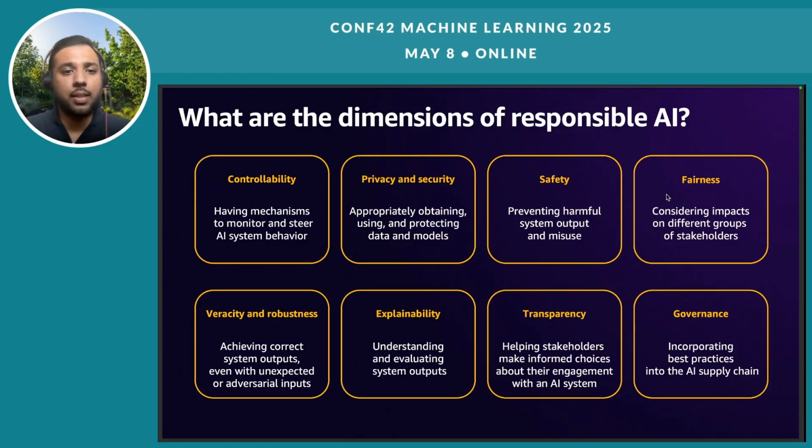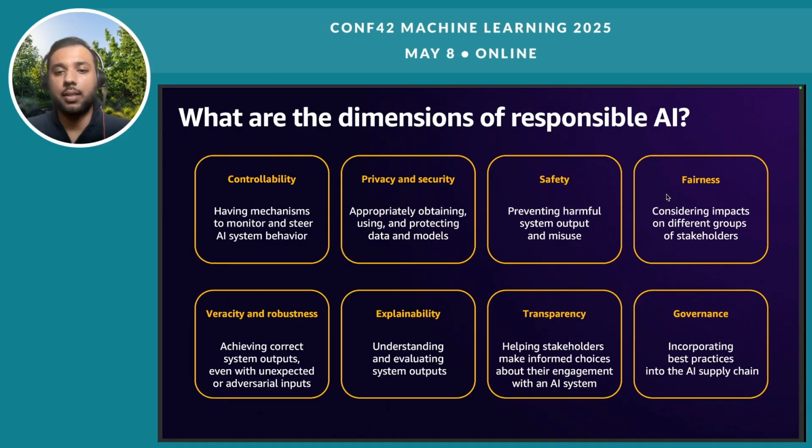The next one is veracity and robustness, which means achieving correct system outputs even with adversarial or unexpected inputs. No matter what the inputs are, you should ensure that your AI system delivers correct and accurate outputs. Explainability is another dimension of responsible AI. It's the concept of understanding and evaluating the different system outputs.